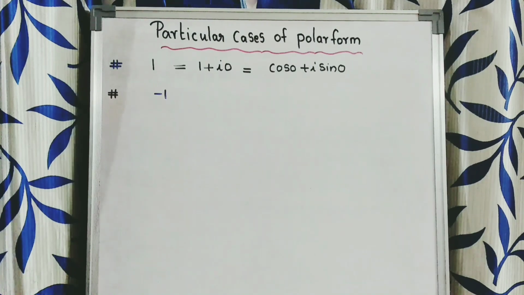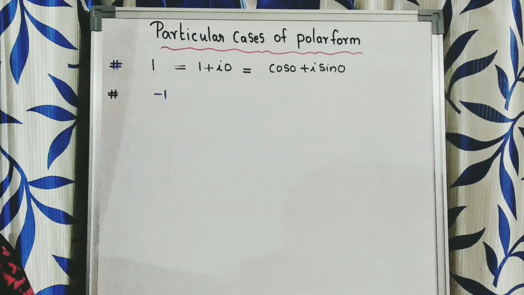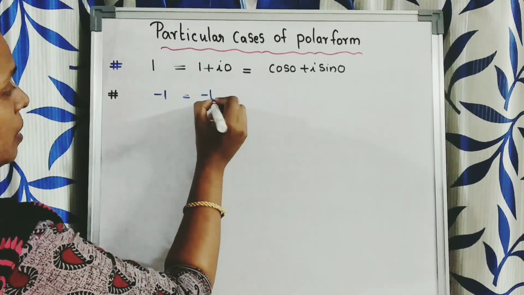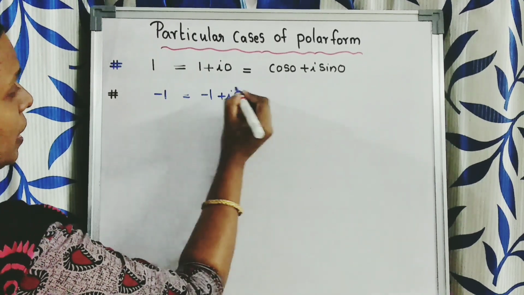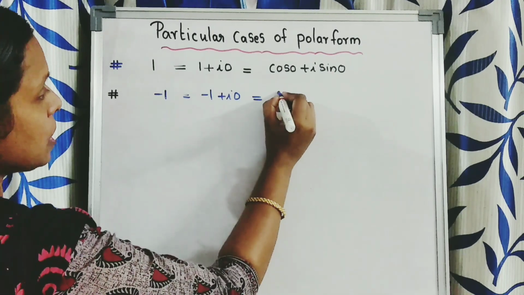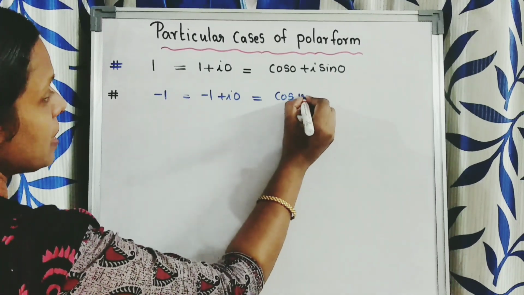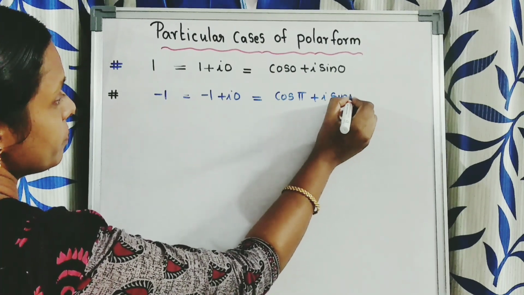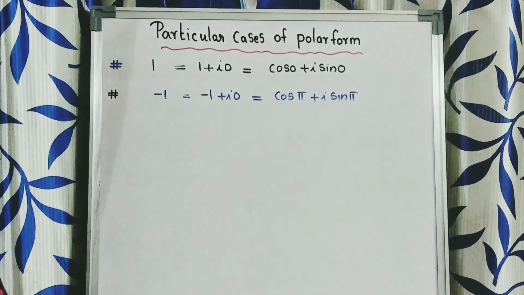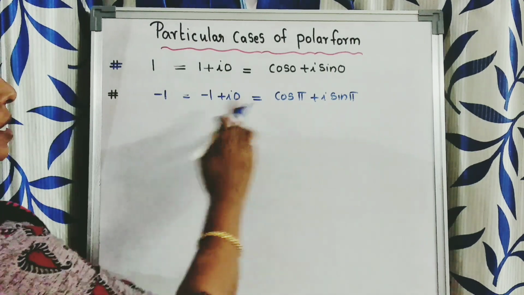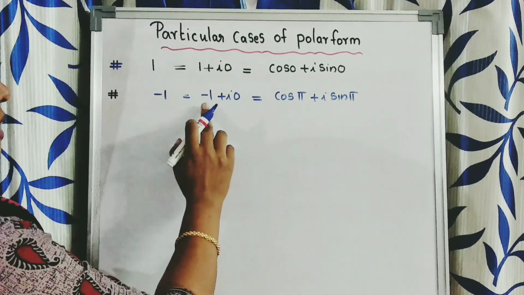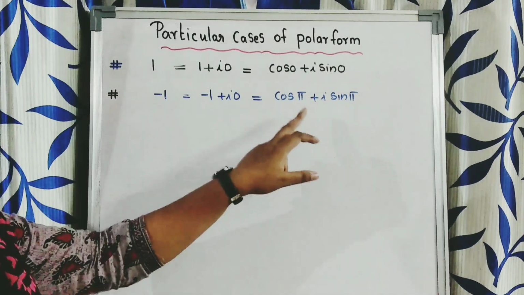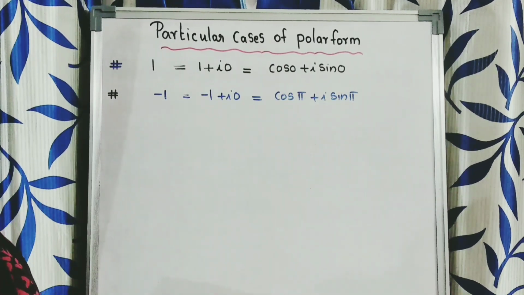Next we write the polar form of negative 1. We can write negative 1 as negative 1 plus i0. Its polar form is cos pi plus i sin pi. Here cos pi is minus 1, sin pi is 0. Therefore we get negative 1 plus i0. Therefore the polar form of minus 1 is cos pi plus i sin pi.